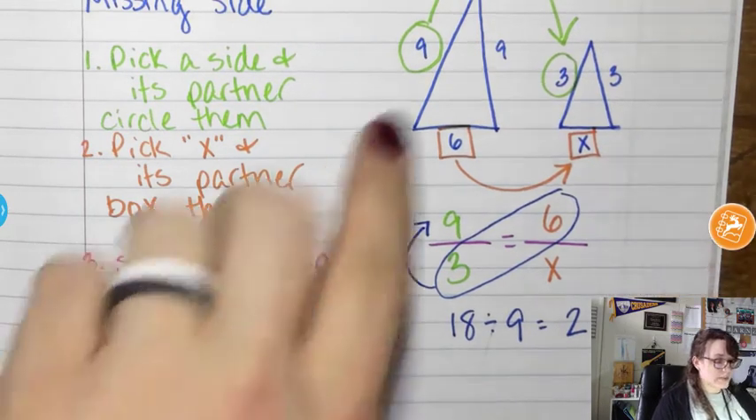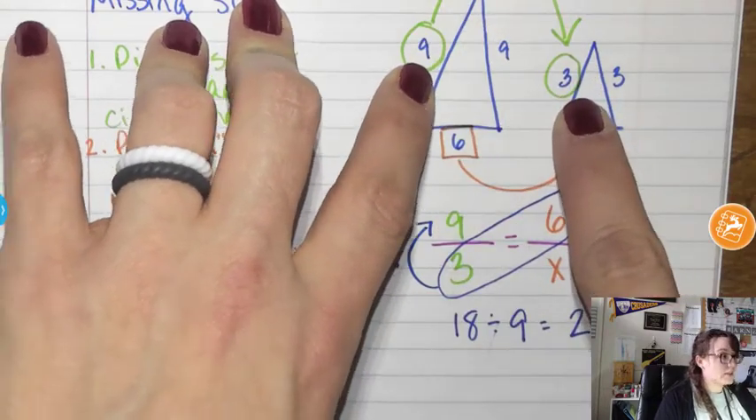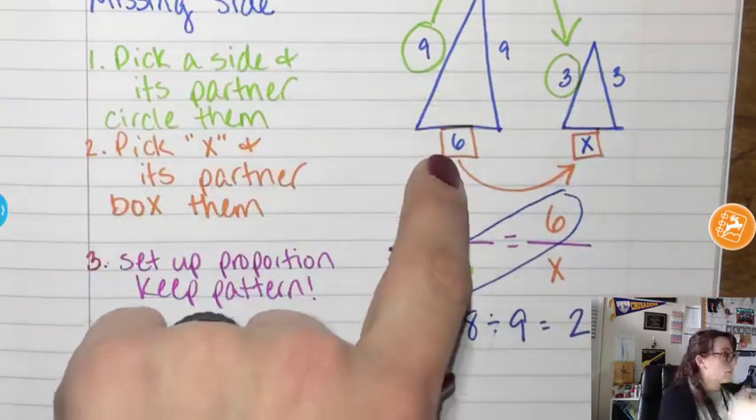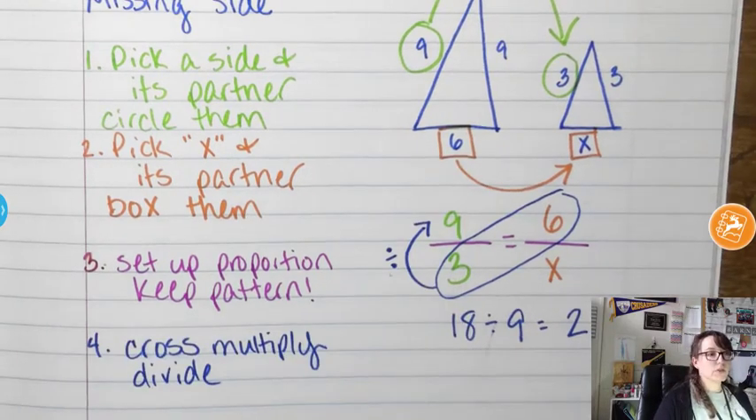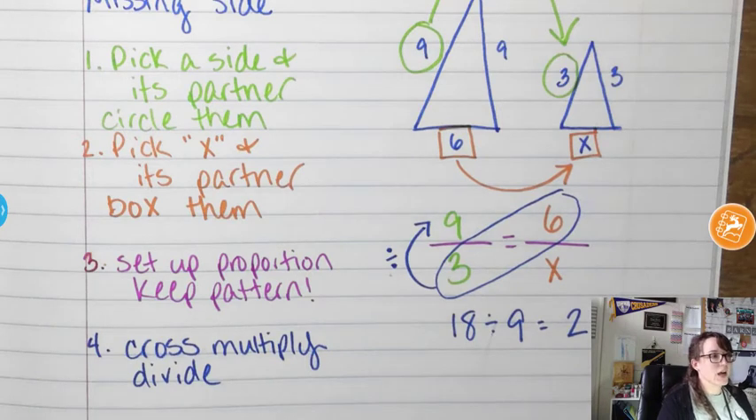Also, this was an obvious one. How do you get from 9 to 3? Divide by 3. So 6 divided by 3 is 2. You can do it that way too, if it's an obvious relationship. Sometimes it's not obvious. Sometimes it's decimals and it might not be easy.